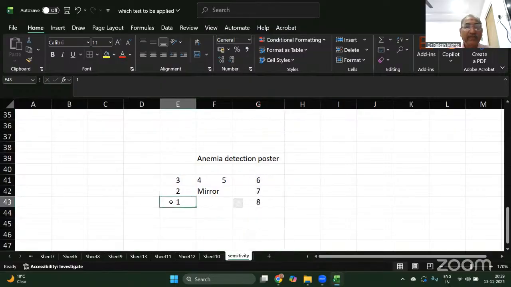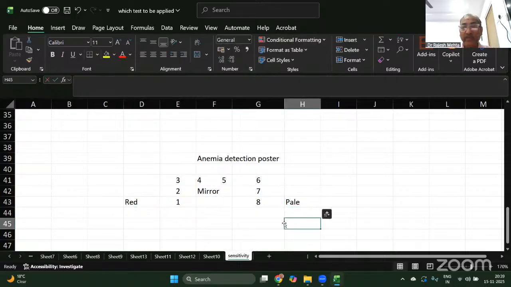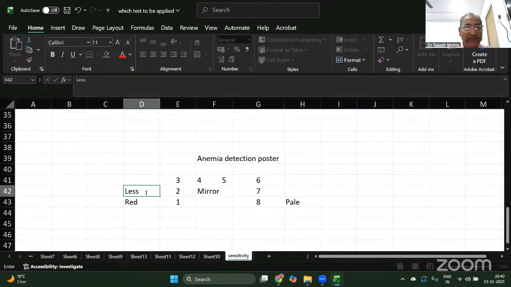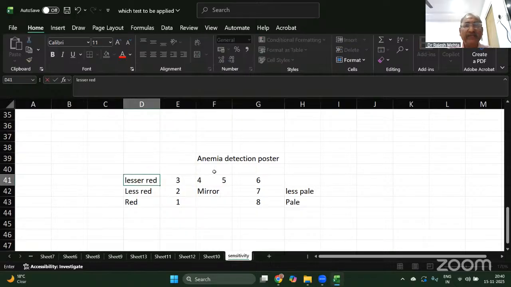Now, this one is a red color, bright red color, right? And this is a pale color. These are the photographs over here. This is relatively less red. This is less pale, and this is, you can say, still lesser red, like this, right? This is in between. Middle colors are there. This is still lesser pale.